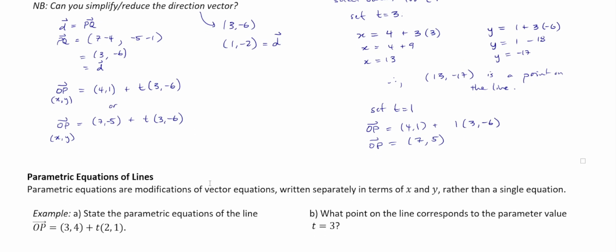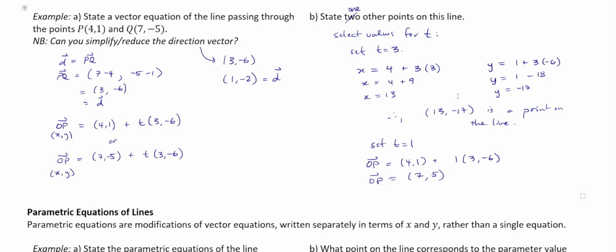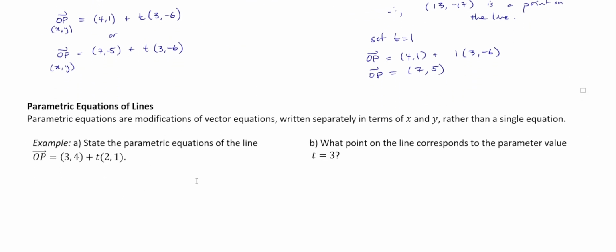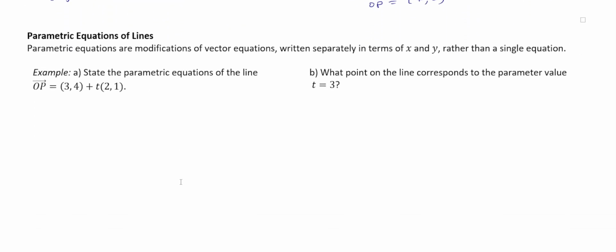Okay, so we're now going to move into parametric equations of the line, and we've kind of got a taste for it up here by separating it into its components, but let's just see what it says. Parametric equations are modifications of vector equations written separately in terms of x and y rather than a single equation. So state the parametric equations of the line OP is equal to 3, 4 plus t 2 comma 1.